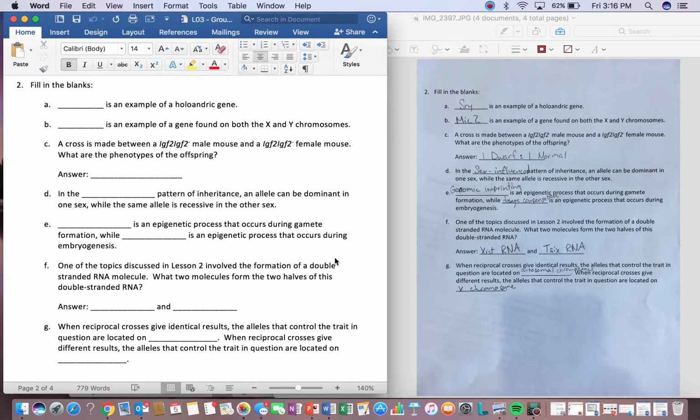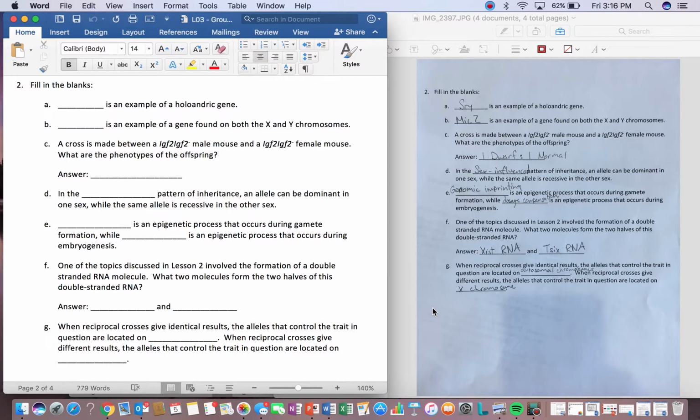Okay, for letter D, in the sex-influenced pattern of inheritance, an allele can be dominant in one sex while the same allele is recessive in the other. Letter E, we got genetic imprinting is an epigenetic process that occurs during gamete formation, while dosage compensation is an epigenetic process that occurs during embryogenesis. F is one of the topics discussed in Lesson 2 involved the formation of double-stranded RNA molecules. What 2 molecules form the 2 halves of the double-stranded RNA? Well, this is Xist RNA as well as Tsix RNA, and this is because one of the examples is what we did in problem 1.